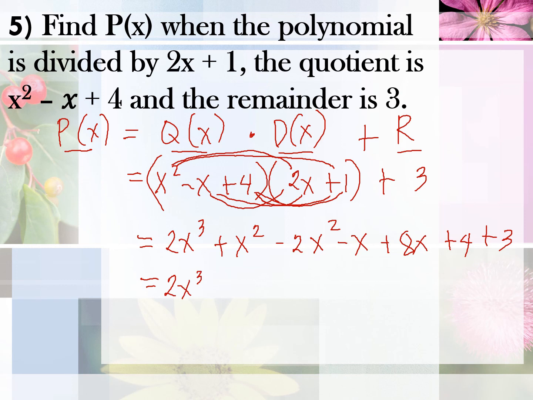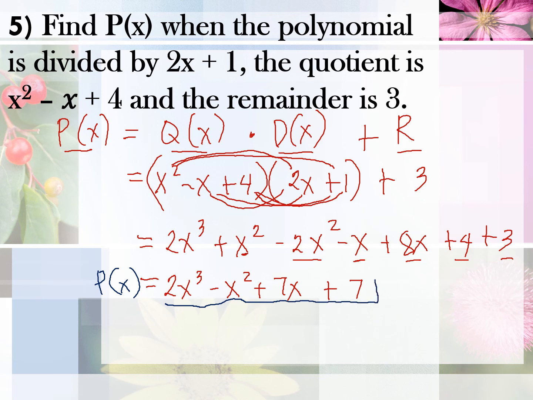Next, add natin yung x squared at saka negative 2x squared. So, that is negative x squared. Add naman natin yung negative x saka 8x. That is positive 7x. Then, add natin yung 4 and 3. That is equal to positive 7. So, ibig sabihin, yung ating p of x is equal to 2x cubed minus x squared plus 7x plus 7. Yan na ngayon yung ating p of x.